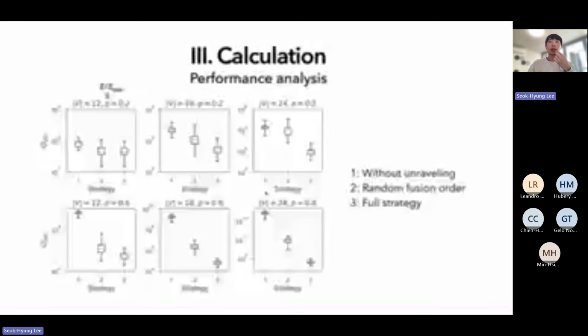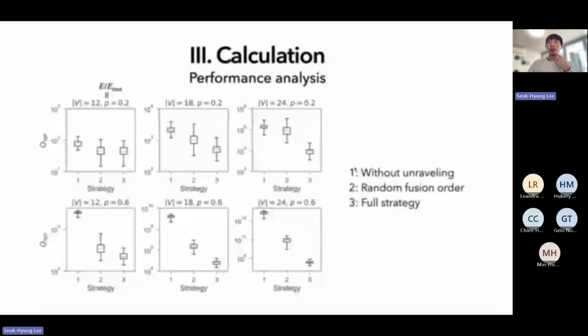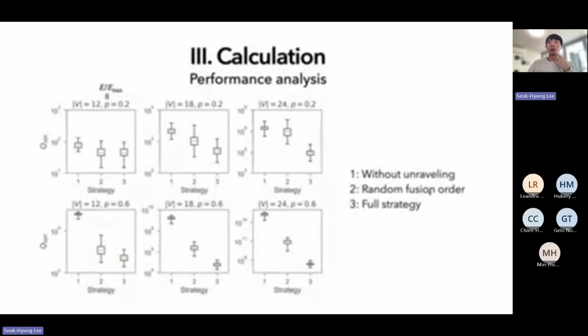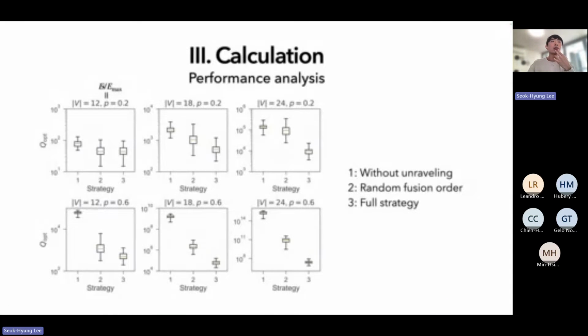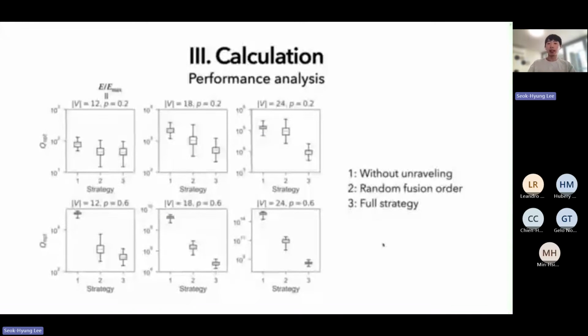Next, we also wanted to test if this strategy is really effective. For this, we compare our full strategy with some deficient strategies where a specific part of the strategy is omitted. The first is the strategy without unraveling, and the second is just selecting the fusion order randomly without the strategy. And the third one is our full strategy. This graph shows the resource cost for different numbers of vertices, and this P is the ratio between the number of edges and the maximum number of edges. We clearly showed that our full strategy is significantly more resource efficient than the other two. So it implies that every stage of our strategy is indeed essential for minimizing the resource overhead.